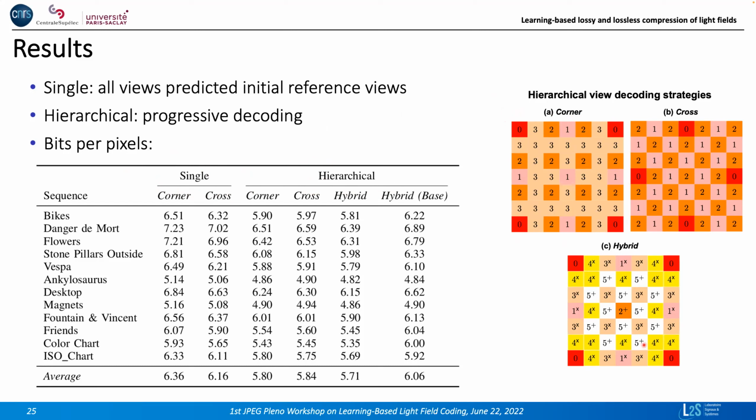So, for example, here on the right, you have three possible configurations. You start with the corner views here, which are denoted by 0. Then you have the views denoted by 1. Once you have these, you use them to synthesize the views denoted by 2, and so on. You can imagine that doing this progressively can bring some advantage, because you can correct your estimation on the fly. And in fact, this tends to give the lowest bits per pixel. All of these are the bit rates that we attain.